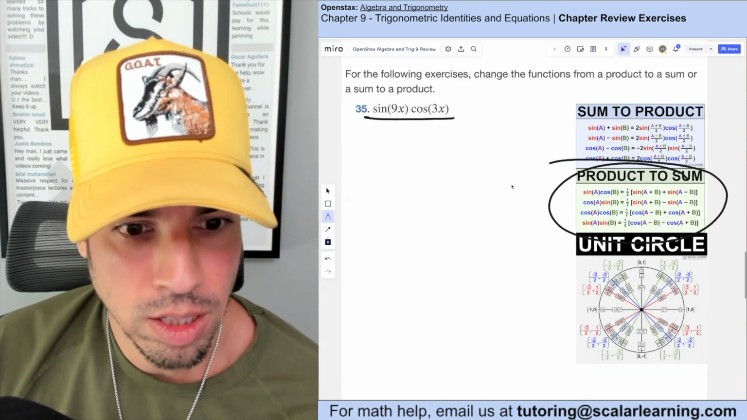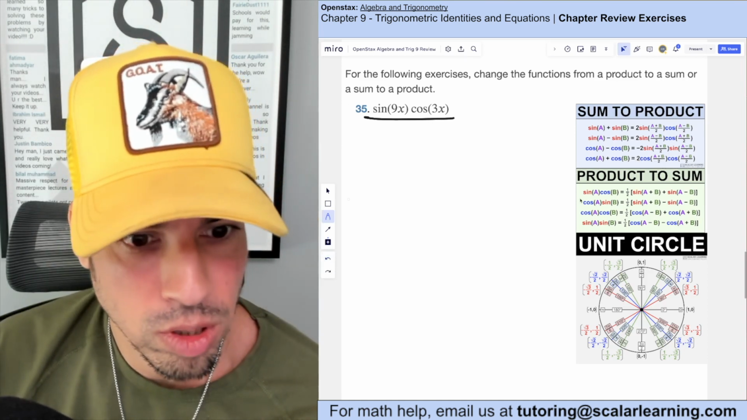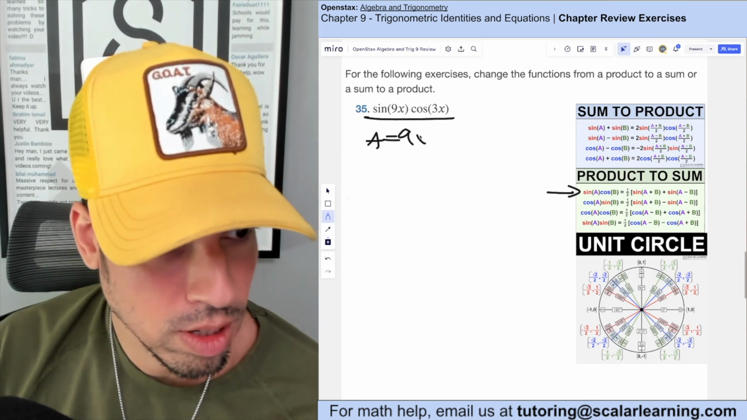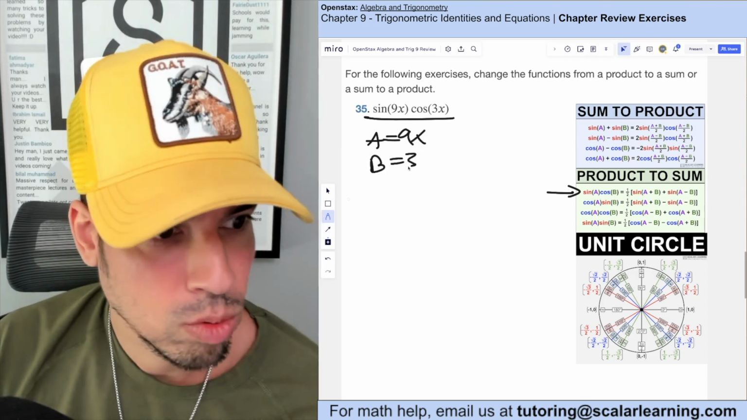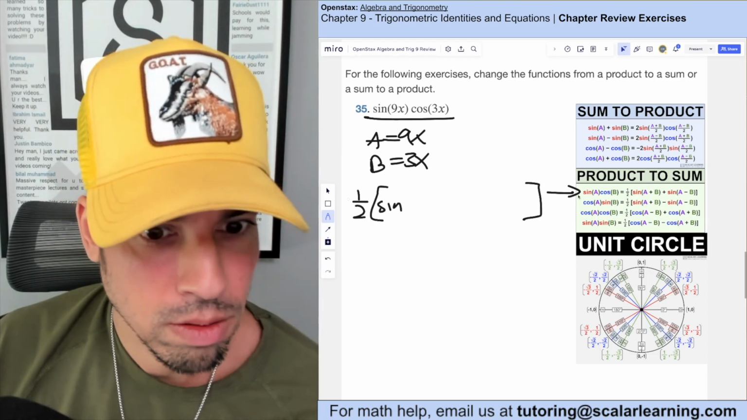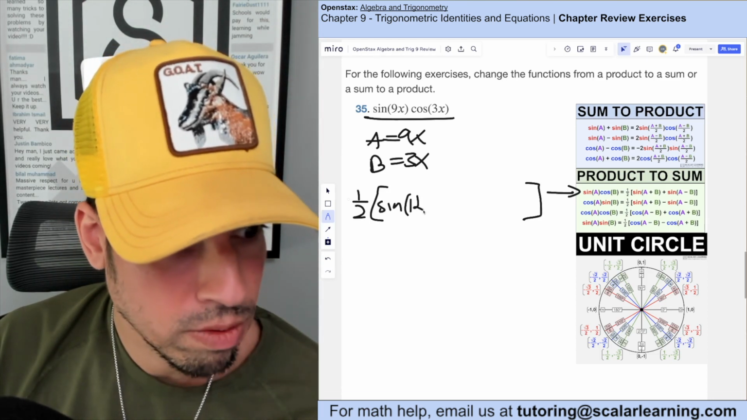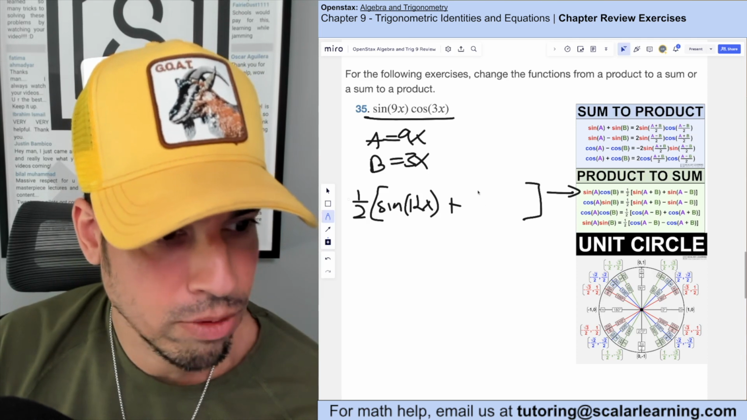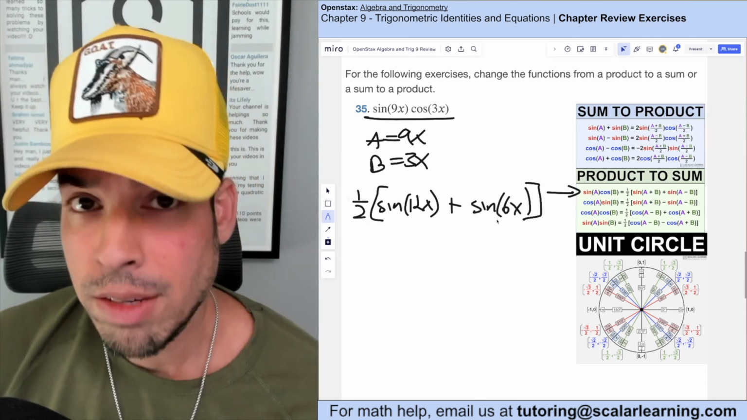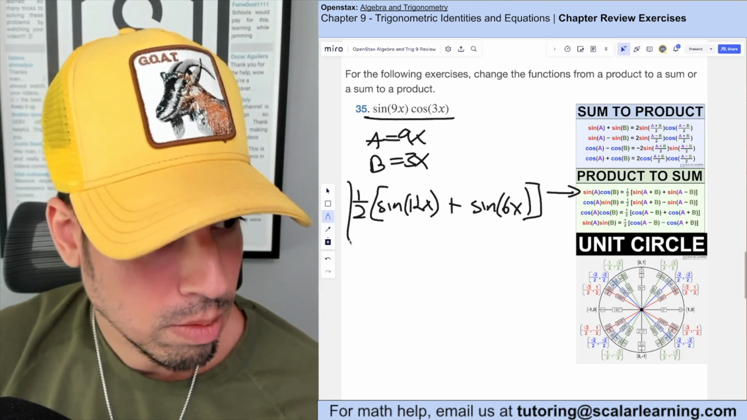So for this one, we want to change it from a product to a sum. So we're going to use these down here. And in particular, it's sine, cosine. So I'm going to use this top one right here. So we're going to set A equal to 9x and B equal to 3x. So we got 1/2 times sine of A plus B, which is 12x, and then plus the difference, sine of 9 minus 3, which is 6x. And that's how you do it. They flipped it in the answers, but it's the same thing.